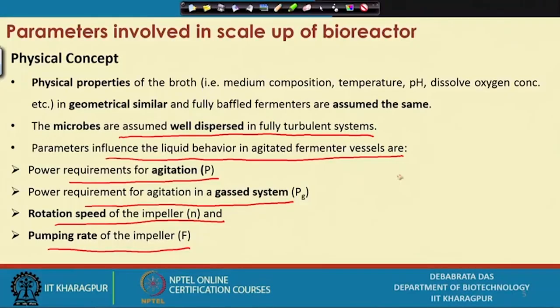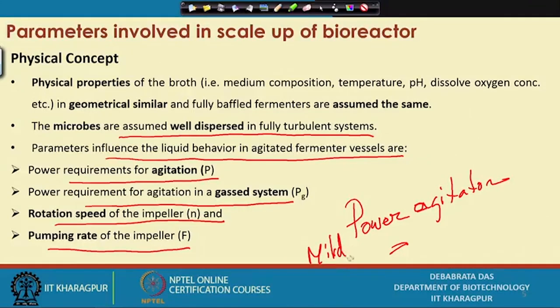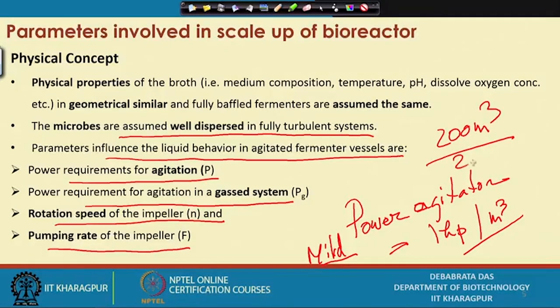One is the power. Now, what is the power requirement? I told you that most of the power is consumed by the agitator. How much power is required for mild agitation? If you consider mild agitation, then the power requirement is about 1 HP, horsepower, per cubic meter volume of the reactor. Now, suppose somebody wants to operate a 200 cubic meter reactor, so the power drawn by the agitator will be as high as 200 HP, a huge power. More power means more monetary investment.